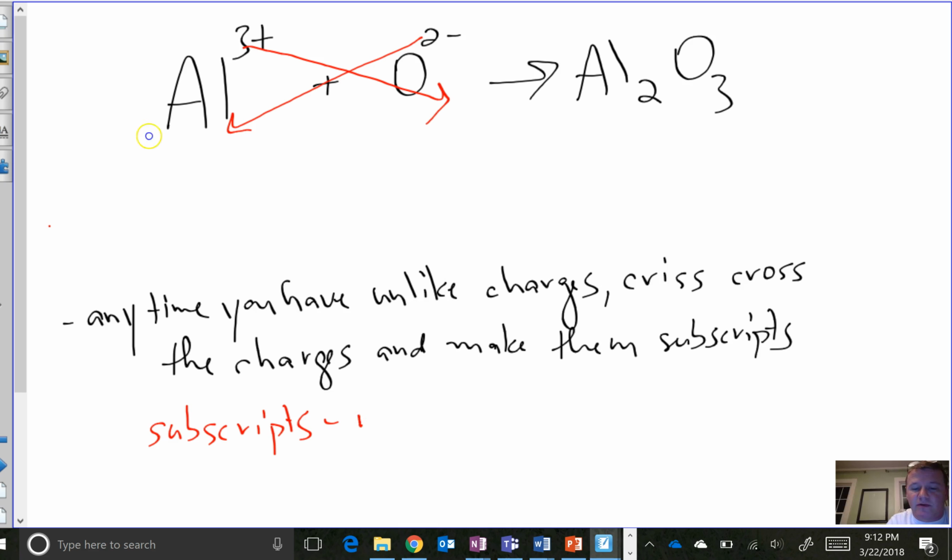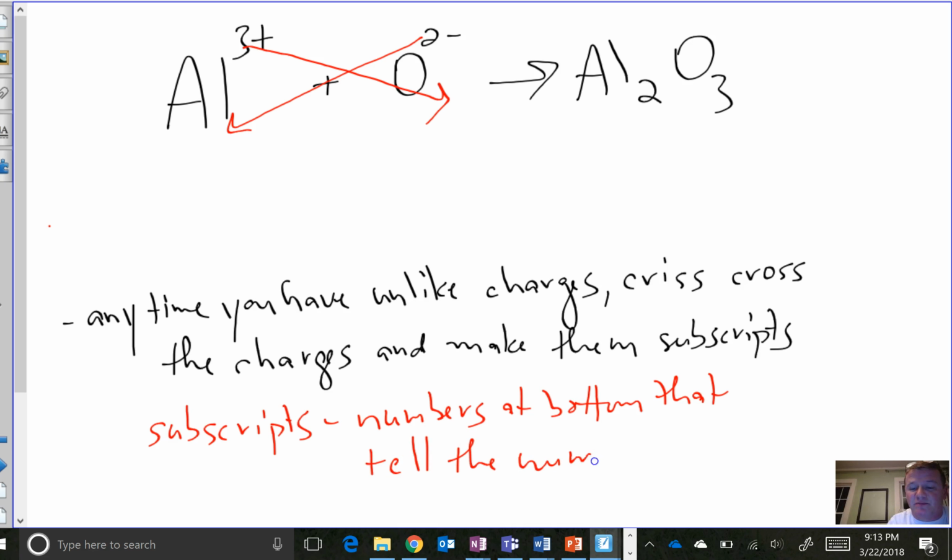They are the numbers at the bottom that tell the number of atoms. So this little 2 indicates that there are 2 aluminum atoms in that compound. The little 3, there are 3 oxide ions. And I should be more specific and say the number of ions, since we are dealing with ionic compounds.